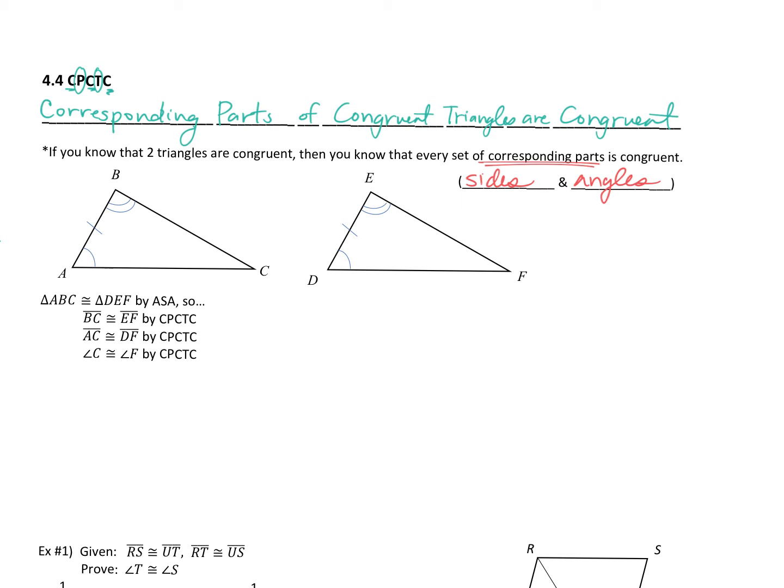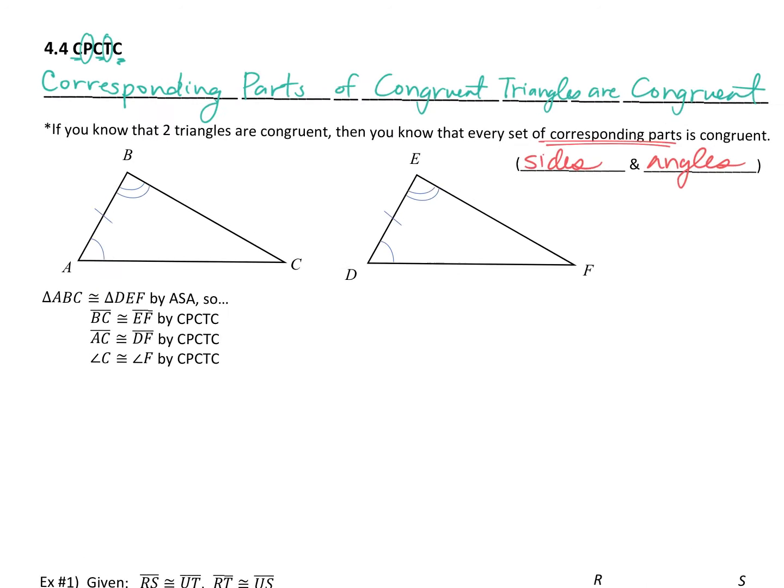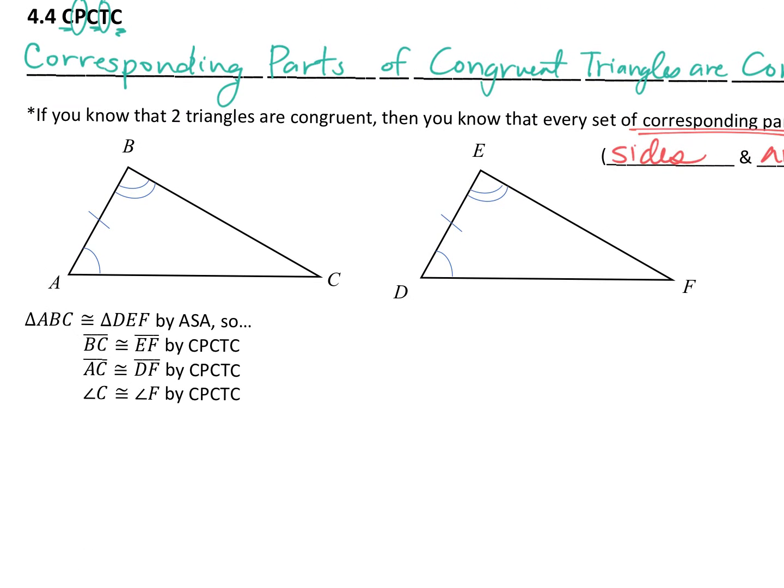Okay? So look at this picture. How do I know these two triangles are congruent right now? Go for it. Not side, angle, side, but a lot of people do that. Angle, side, angle, right? So arcs are angles, dashes are sides. Angle, side, angle. So I know that these two triangles are congruent by ASA.